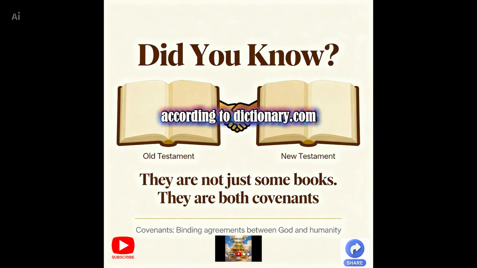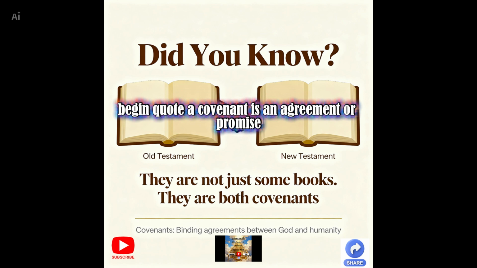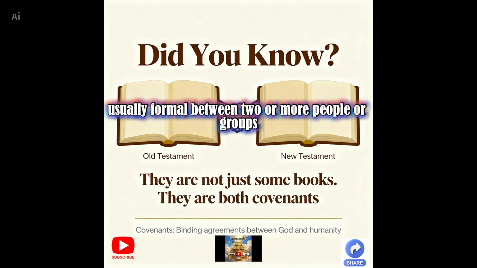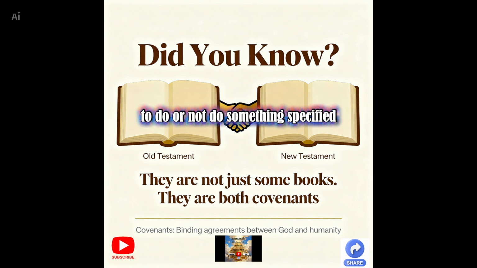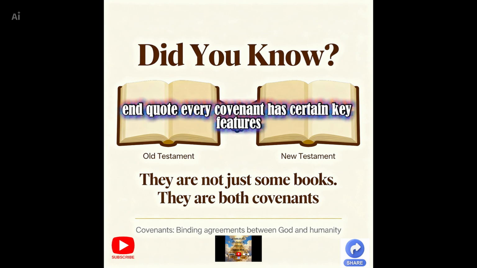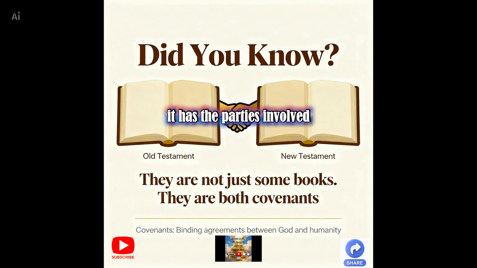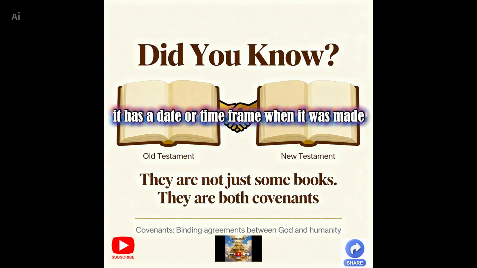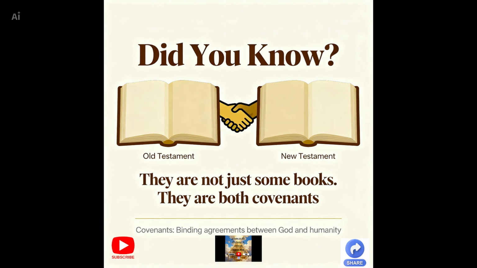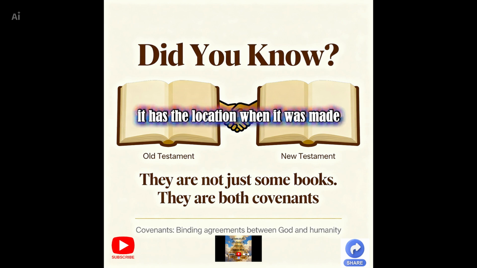According to dictionary.com, a covenant is an agreement or promise, usually formal, between two or more people or groups to do or not do something specified. End quote. Every covenant has certain key features. It has the parties involved. It has a date or time frame when it was made. It has the location where it was made, and the terms of the agreement.